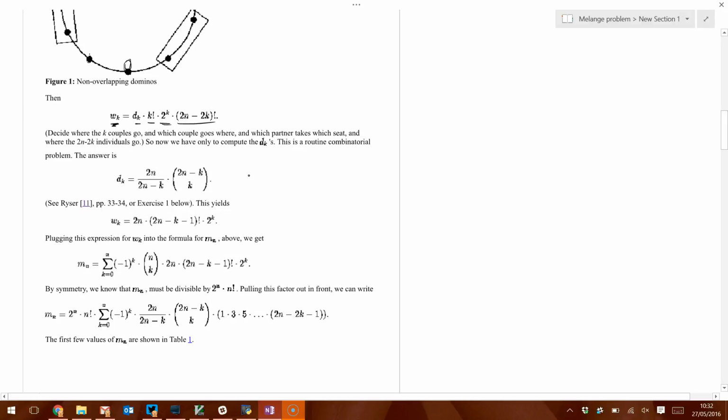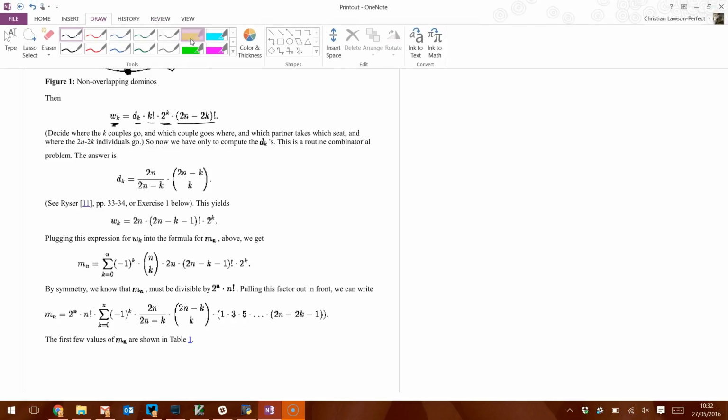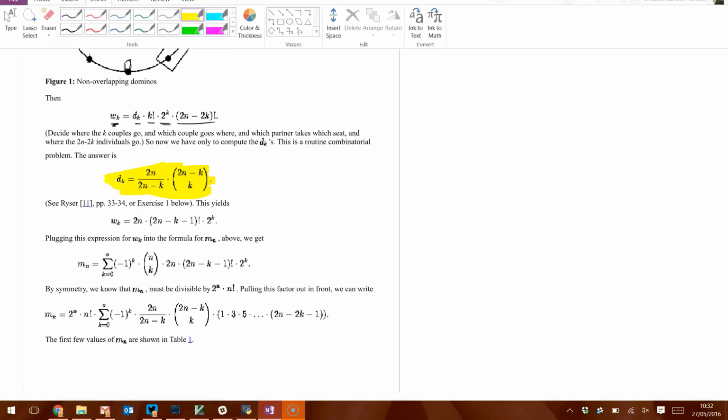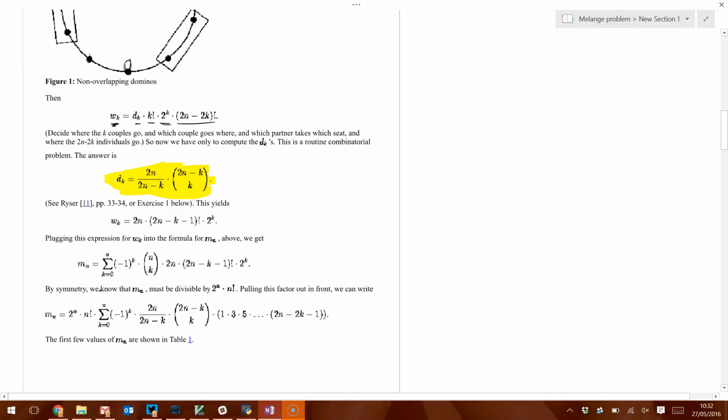So now we have only to compute the d_k. This is a routine combinatorial problem. The answer is that. Right, so this is our first run through. I'm just going to accept that formula. We will work out where it comes from later. See textbook that I can't get a copy of, or exercise 1 below. Exercise 1 is work out why. So yeah, that's not much help.